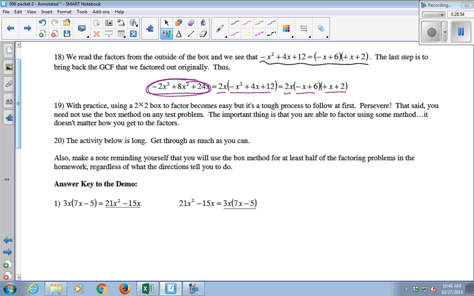With practice, using a 2 by 2 box to factor becomes easy. It's a really tough process to follow at first. Persevere, it will get easier. That said, you do not need to use the box method on any test problem. If you have another method that you have learned for factoring, you are totally welcome to use it. The important thing is that you are able to factor using some method. It doesn't matter how you get the factors. Okay, so I've presented the box method, but if you know another one, that's fine.